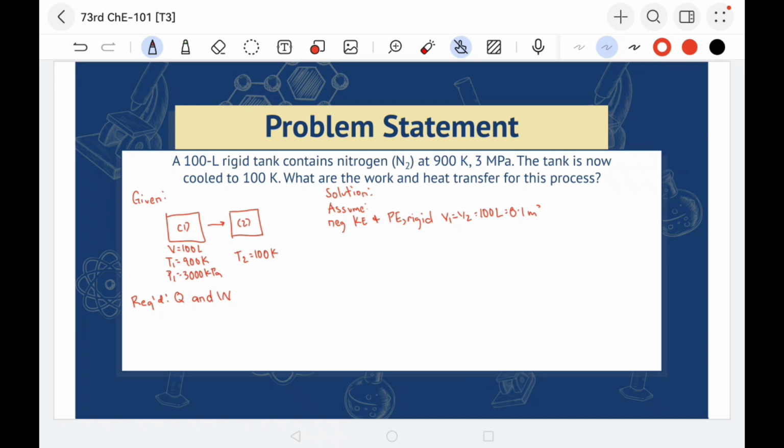Now that we have those assumptions, let us move on to the LCM, or the law of conservation of mass, which is M1 equals M2. Moving over to the first law of thermodynamics, since we don't have any flow streams and the potential energy and kinetic energy are negligible, our solution would be M2U2 minus M1U1 equals Q, and since there are no indications of work, we know that work equals 0, which is one of our required.